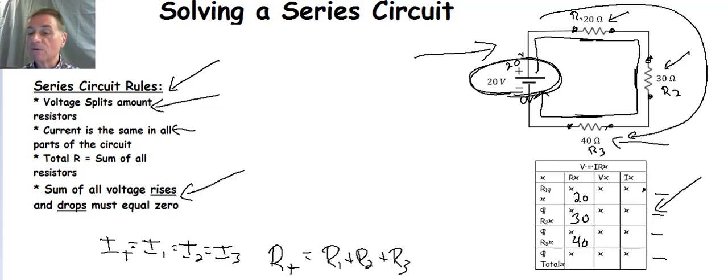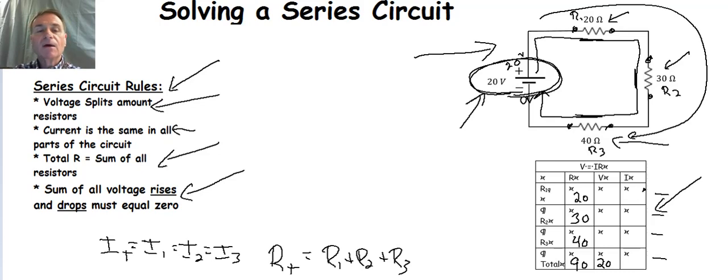And so if I want the total resistance, the rule says that the total resistance of our series circuit is just the sum of everything. So we're going to sum up 20, 30, and 40. 20 and 30 is 50, and 40 is 90. So our total resistance for our circuit is 90 ohms. Okay, so we know that. What else do we know? Well, we know that the total voltage in our circuit is 20 volts. Okay, so I'm going to put that there. All right, so we have 20 volts total in our circuit.